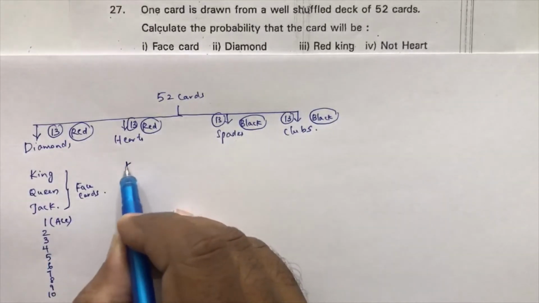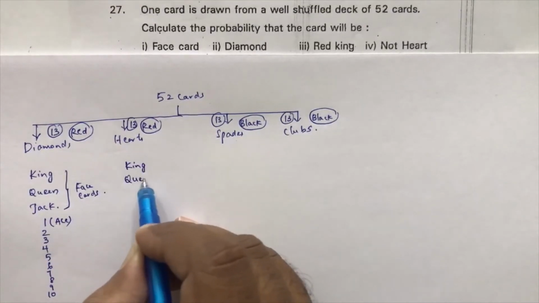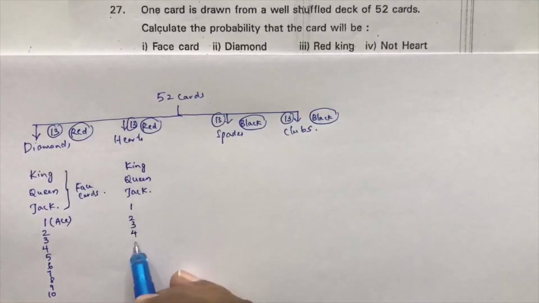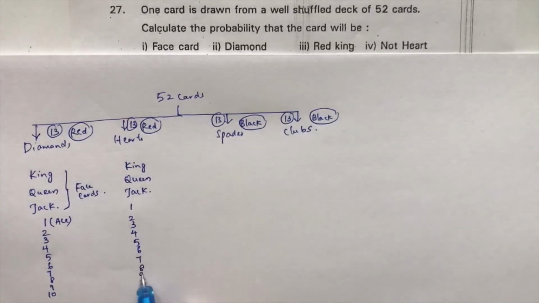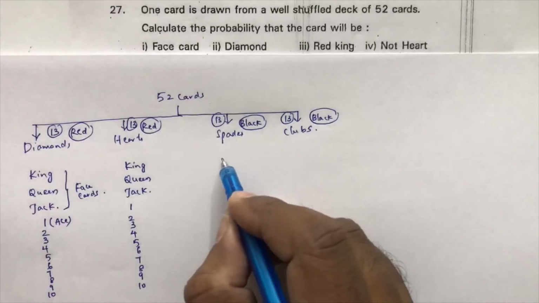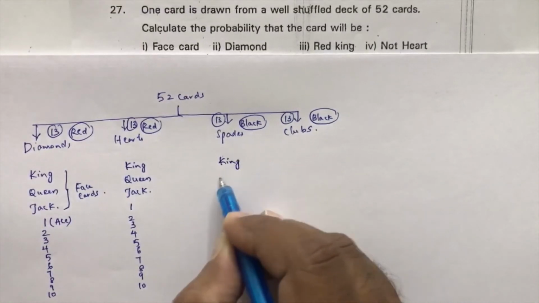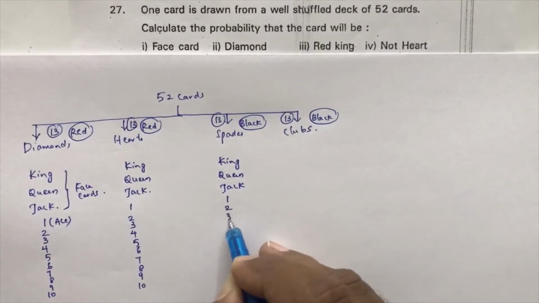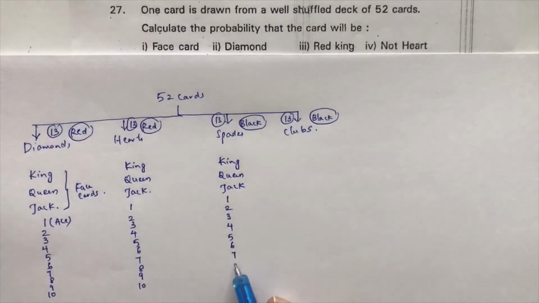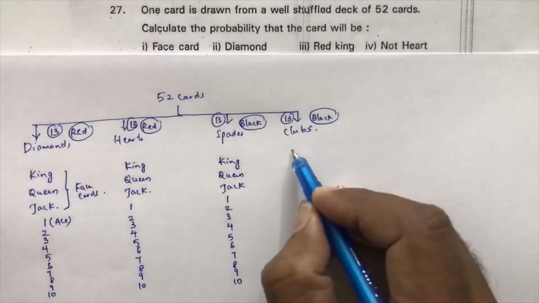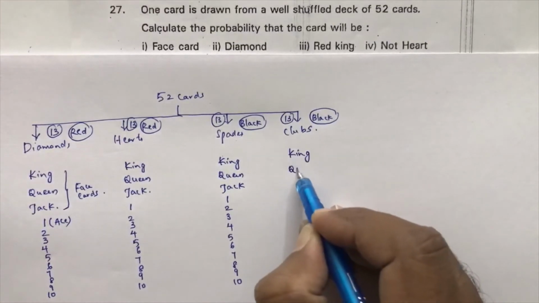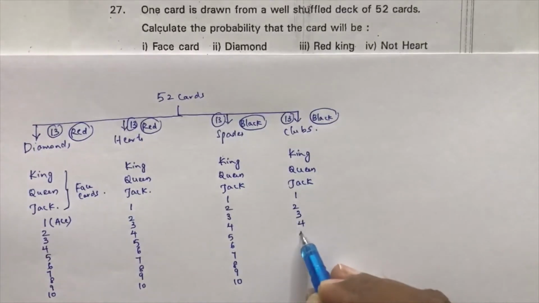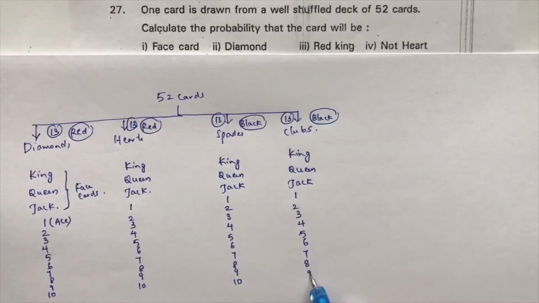In the same way, here: king, queen, jack are face cards, and number cards 1 through 10. The same in clubs: king, queen, jack, ace, 2, 3, 4, 5, 6, 7, 8, 9, 10. And in the same way here also: king, queen, jack, 1, 2, 3, 4, 5, 6, 7, 8, 9, 10.